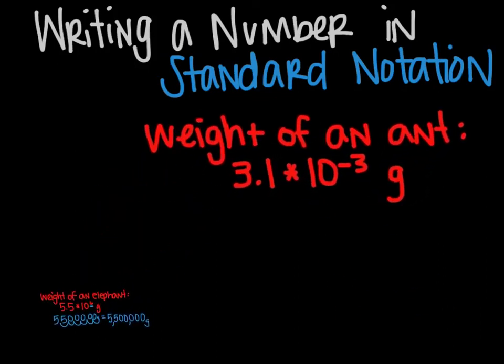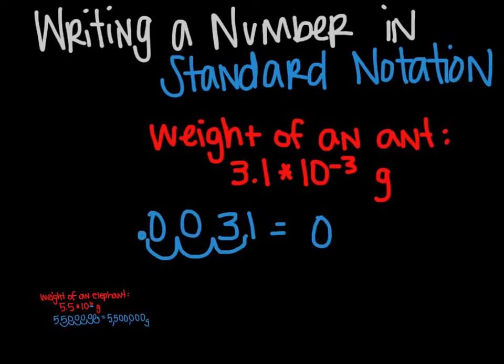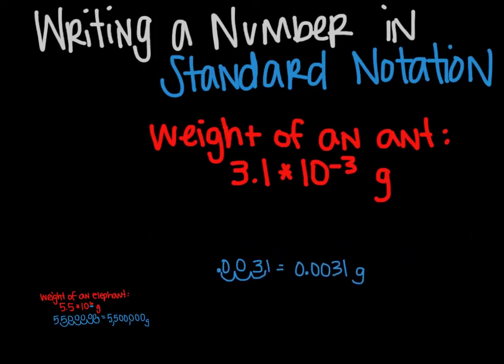The weight of an ant, 3.1 times 10 to the negative 3rd grams. Because I see the negative 3 there, I know that I am dealing with a really small number. So I'm going to first write out what I'm told, which is A, 3.1. Okay, now I'm going to move the decimal the opposite direction because I'm going backwards. 1, 2, 3 times. Decimal now goes here. Add in the zeros. Just going to write this a little bit nicer. And there is my answer.